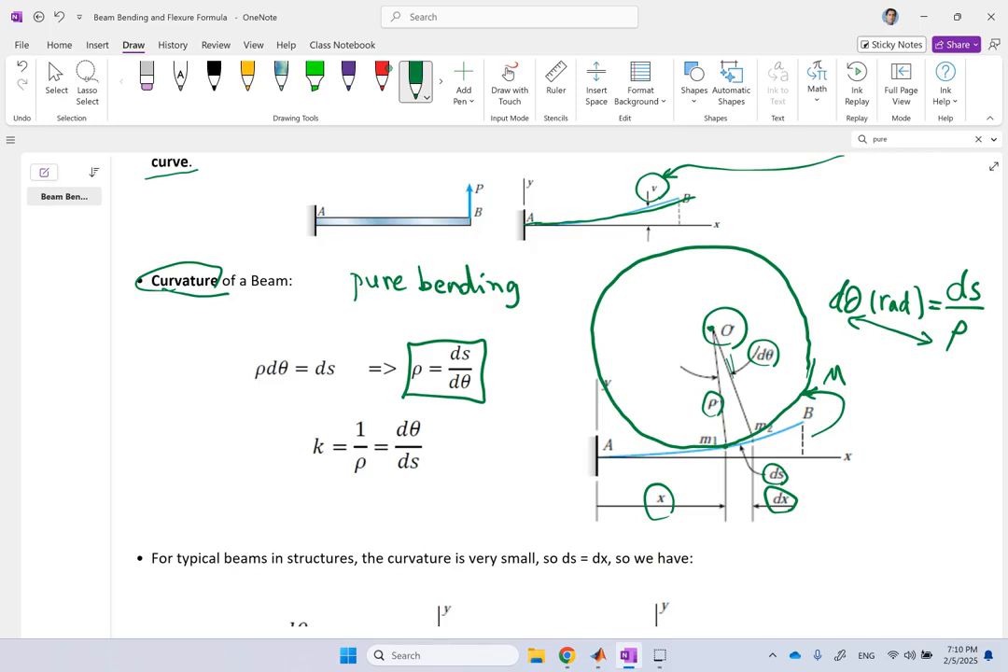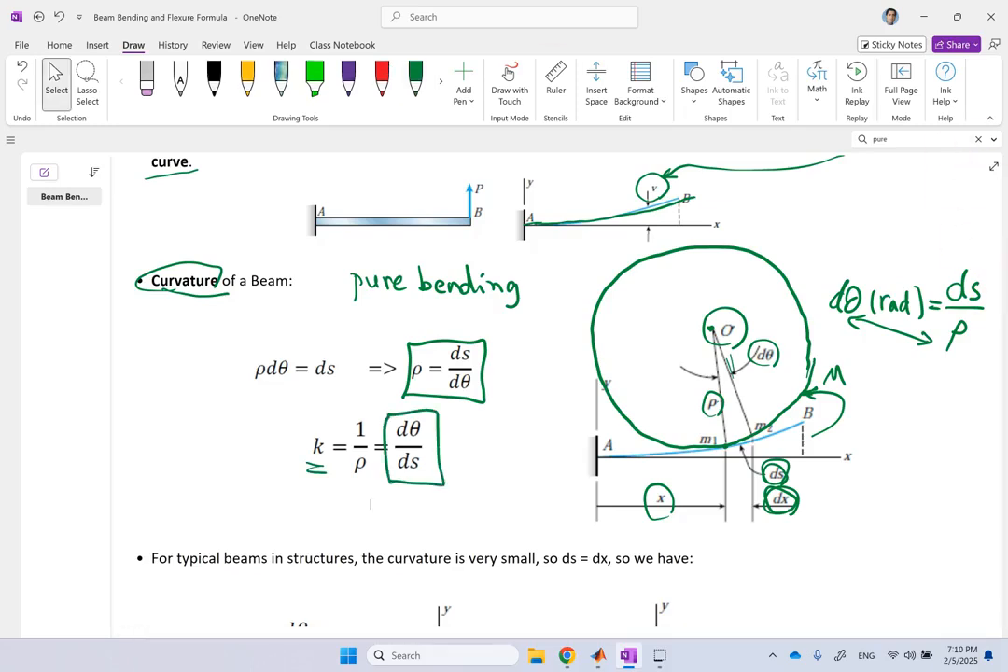Now, of course, it's not easy to find ds over d theta, because you have to find s as a function of theta. And most of the time, you can find s as a function of x, not as a function of theta. So finding the radius of curvature from this formula is not something easy you can do, but that could be a starting point. Now, k, which is 1 over rho, is of course d theta over ds.